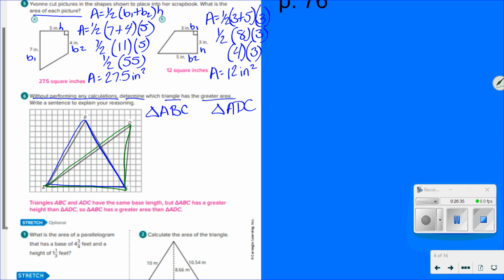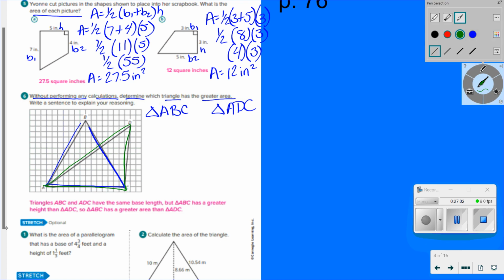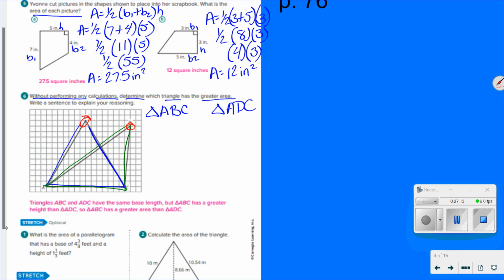Storm, what'd you say? Yes, Storm, go ahead. Yeah, that's a great answer. She said that triangle ABC, so my blue triangle, has a greater area because it is higher than triangle ADC. And I would say that's a perfect answer without doing any calculations. That is a great answer.